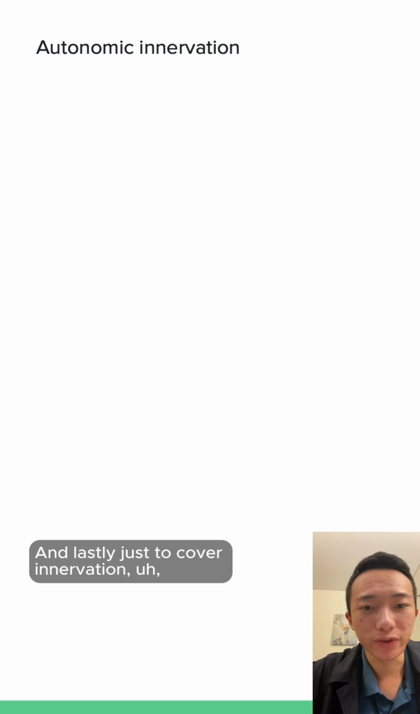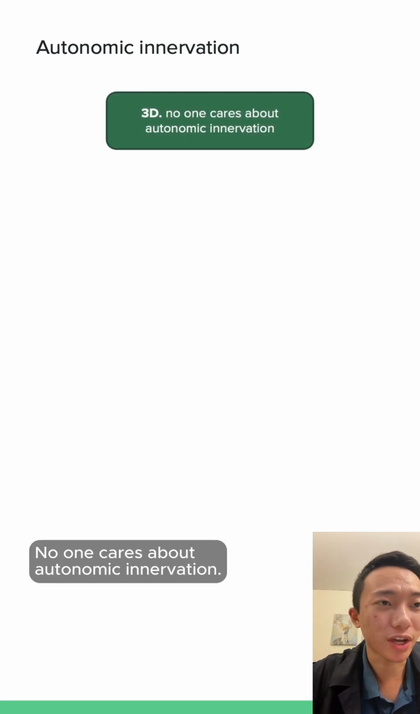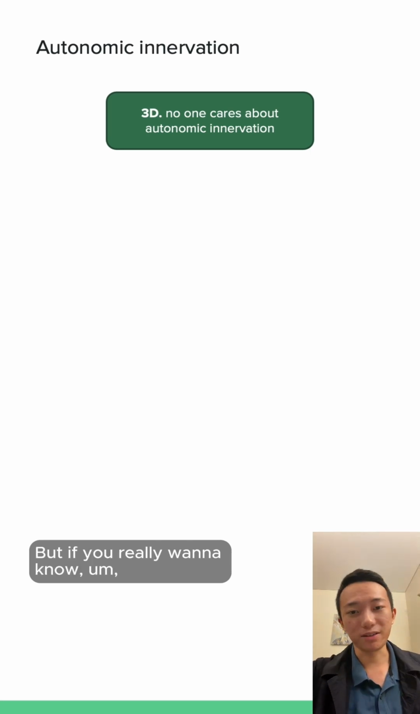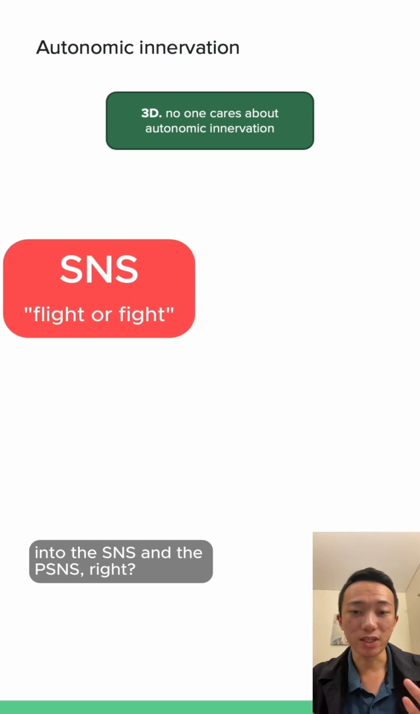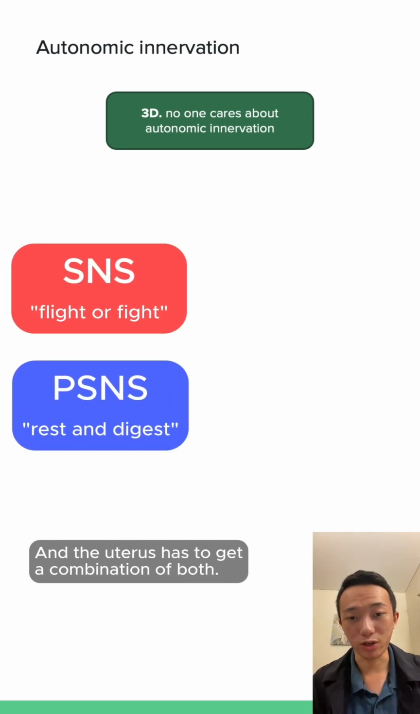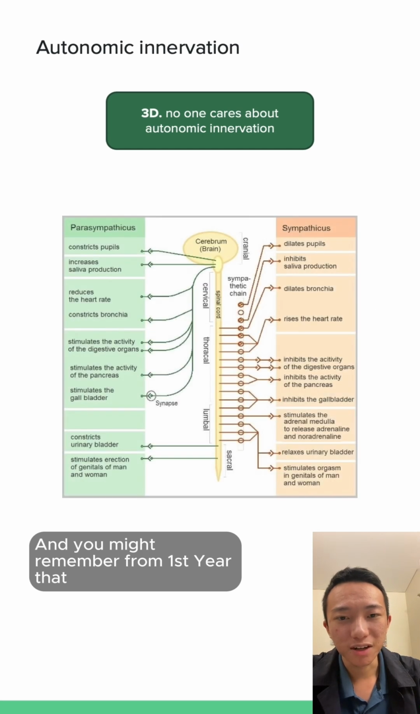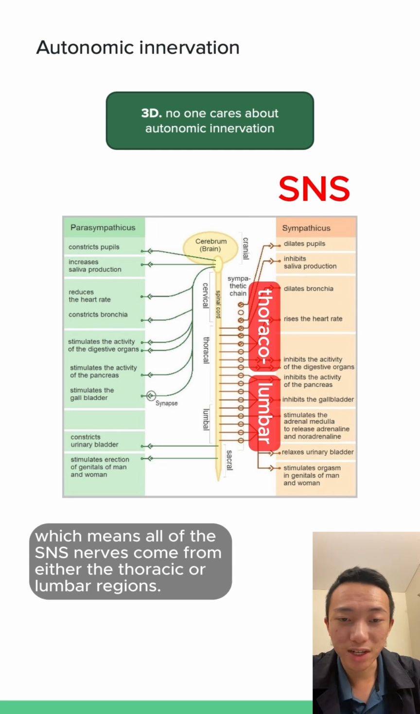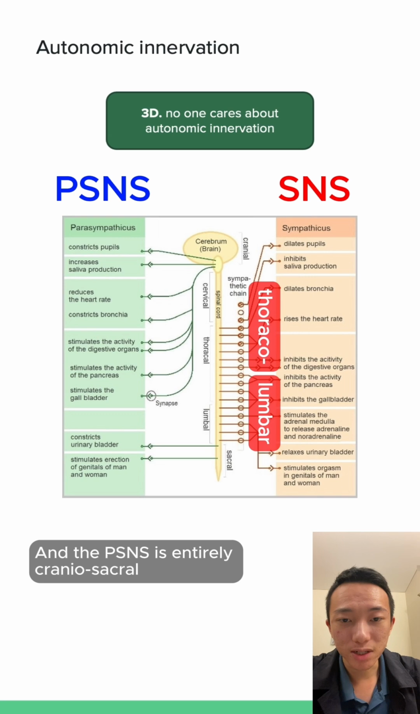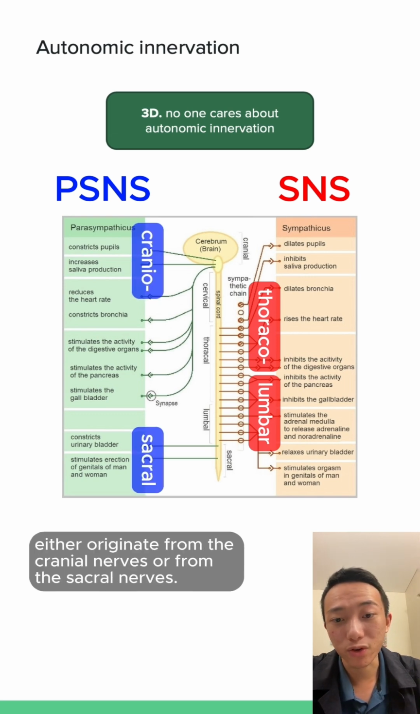And lastly, just to cover innervation, revision point 3D. No one cares about autonomic innervation. But if you really want to know, the autonomic nervous system is subdivided into the SNS and the PSNS, right? And the uterus has to get a combination of both. And you might remember from first year that the SNS is said to be thoracolumbar in origin, which means all of the SNS nerves come from either the thoracic or lumbar region. And the PSNS is entirely craniosacral, which means all the PSNS nerves either originate from the cranial nerves or from the sacral nerves.